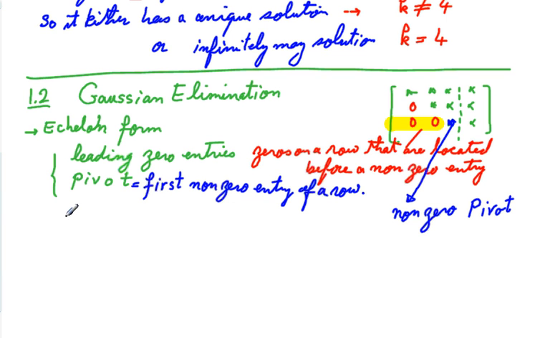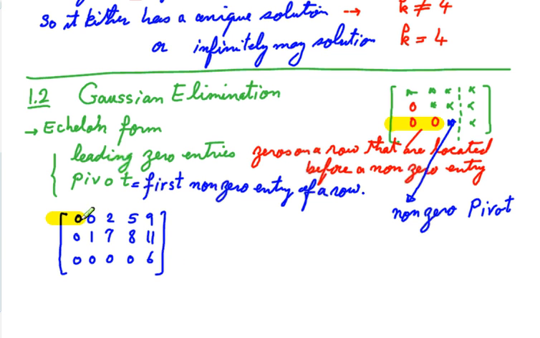So let's just write down a matrix, for example, say 0, 0, 2, 5, 9, 0, 1, 7, 8, 11, 0, 0, 0, 0, say 6. So what is the situation here? These are the leading zeros of these rows. Then I have my pivot to be those entries.